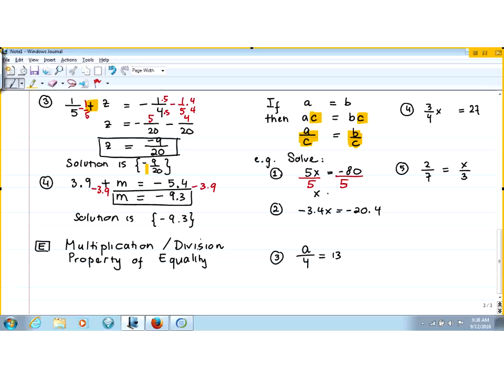Yeah. Good. So what is x equals to? Negative positive? Negative 16. Yes. Yeah. The solution is negative 16. I didn't write it. So you can write it. Negative 16 here. That's the solution.